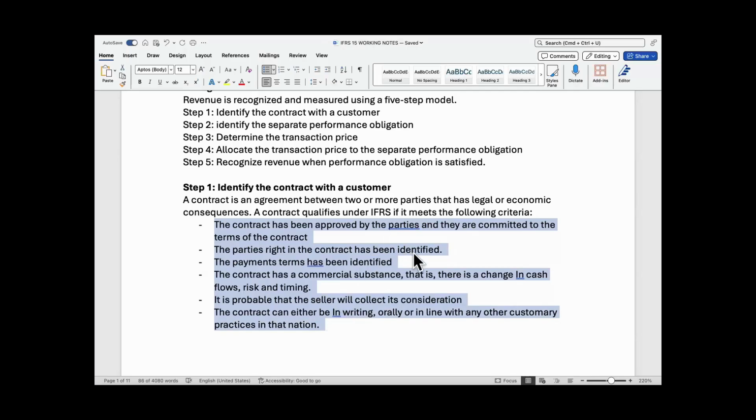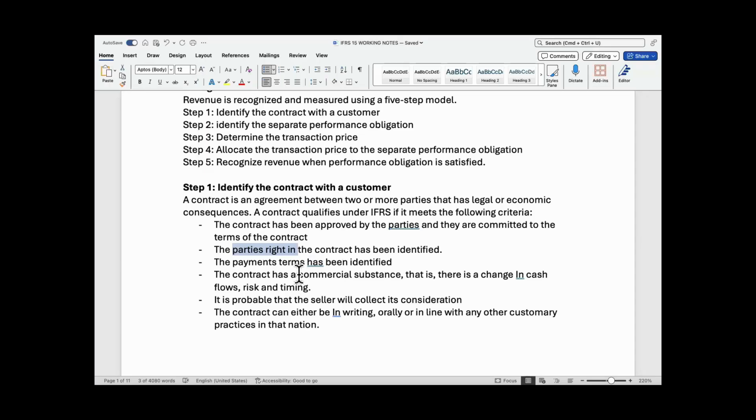Their rights in the contract must have been identified. The contract must specifically state what each party is expected to do. The payment terms in the contract must also be identified. We need to know what the payment terms are.